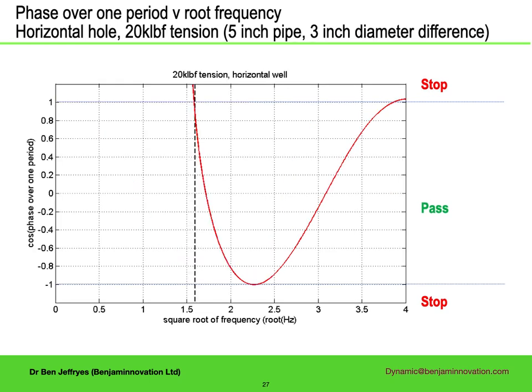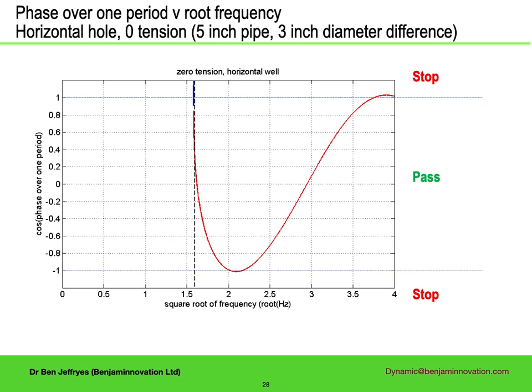Now, the rather unrealistic situation of a horizontal hole under 20,000 pounds of tension, obviously not possible without something holding the drill bit. You can see that just as with the cylinder, there is no propagation until the rolling resonance frequency is reached, shown by the vertical dashed line. After that, the phase changes very fast with root frequency, and the next stop band, at root frequency of just over 2, is virtually non-existent.